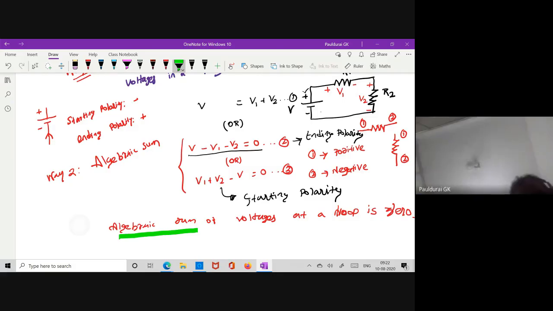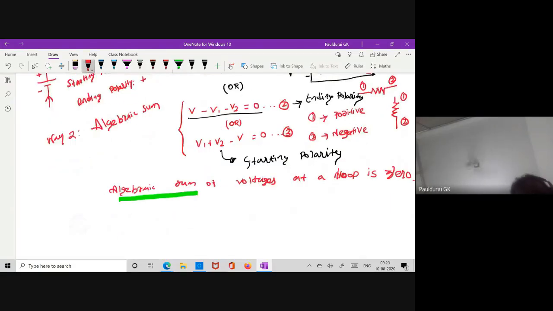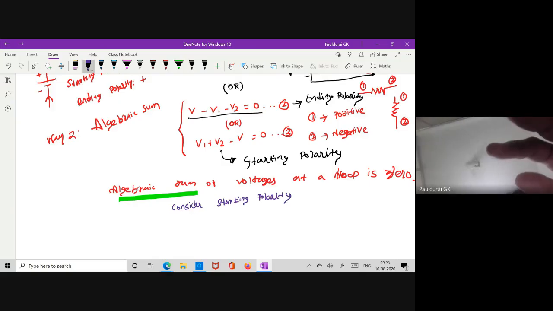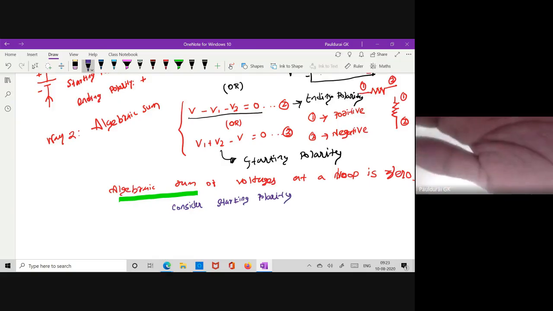What is algebraic sum in KVL? It's very simple. Consider, as per my notation, consider starting polarity. Why not entering polarity? Nobody has said to consider starting polarity. If you want, you can go with ending polarity also.